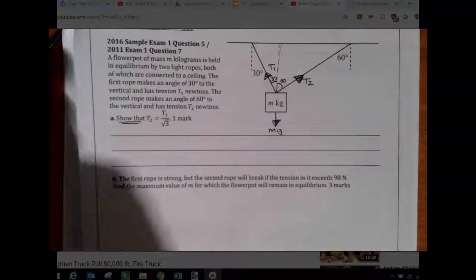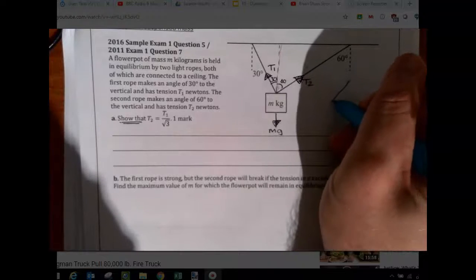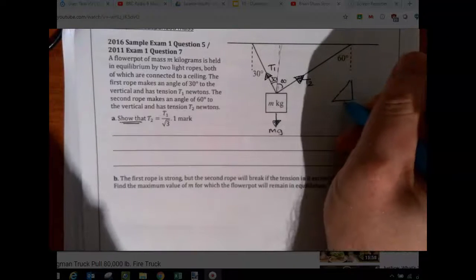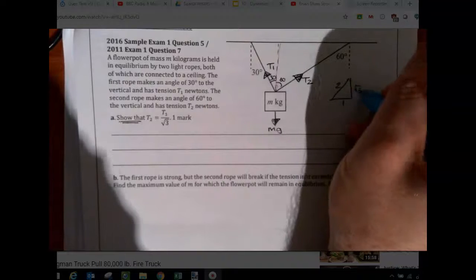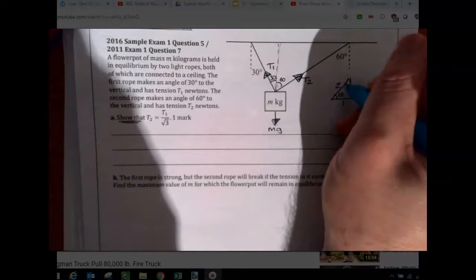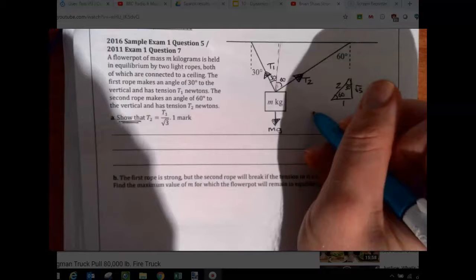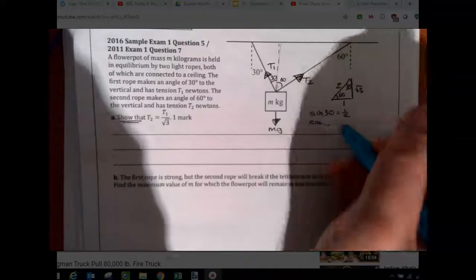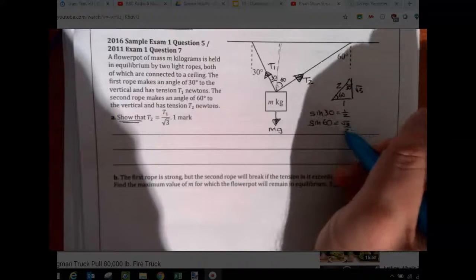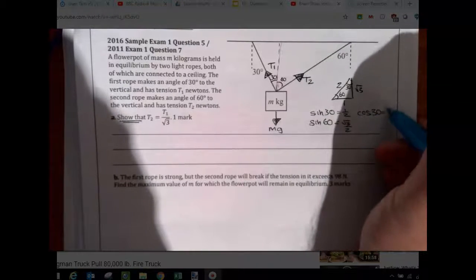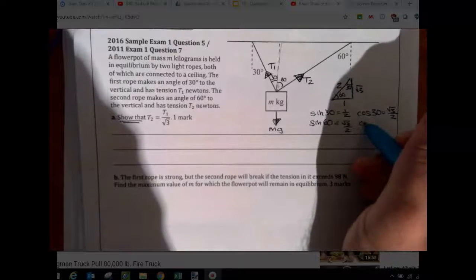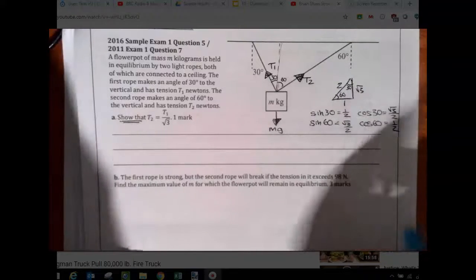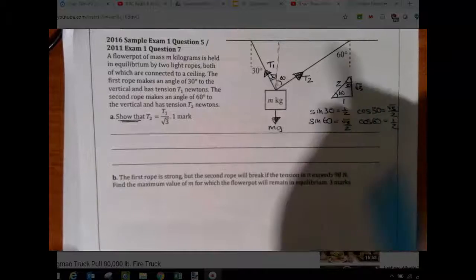Maybe just to really show off for the people marking my work, I'm going to do my little triangle. It's a 1, 2, root 3 job. This is 60, this is 30, and because I know I'm going to need them, I'm just going to write sine 30 equals a half, sine 60 equals root 3 over 2, cos 30 equals root 3 over 2, cos 60 equals a half. And I'm just taking the effort to show that I'm deriving those results myself. And then, first mark's kind of easy.